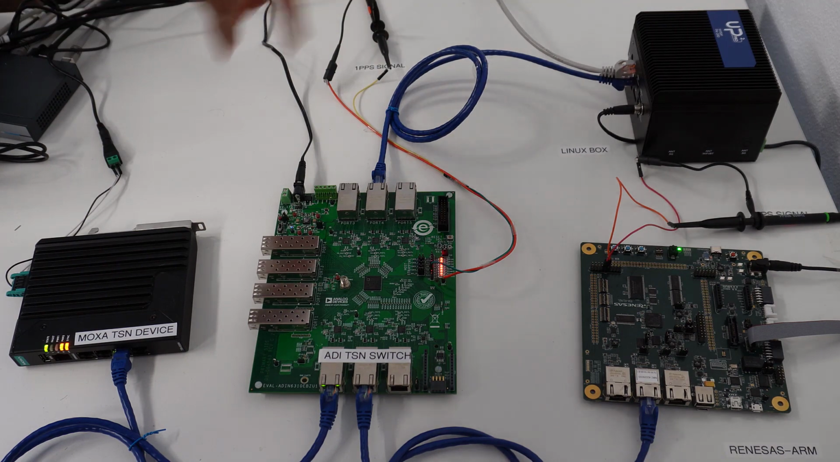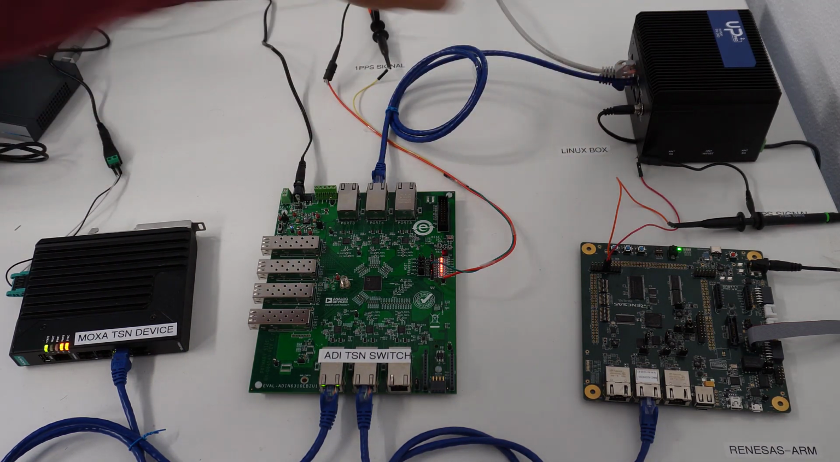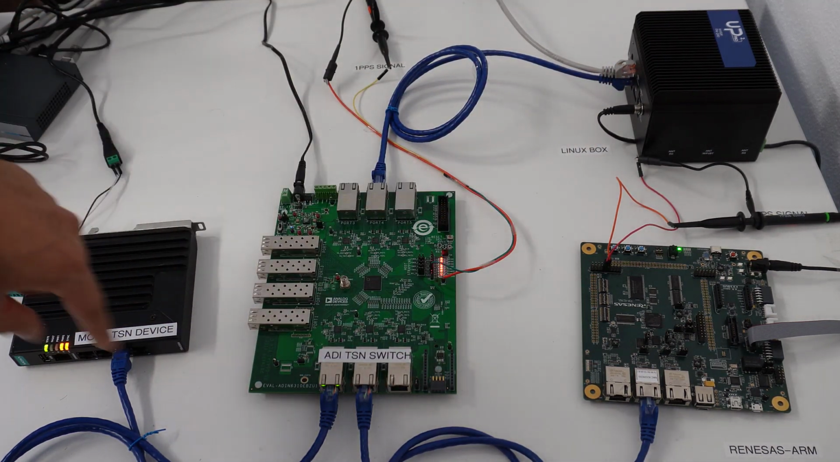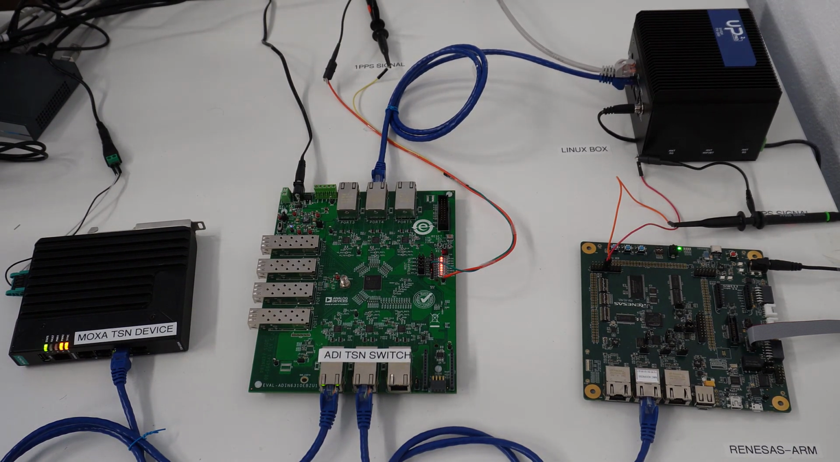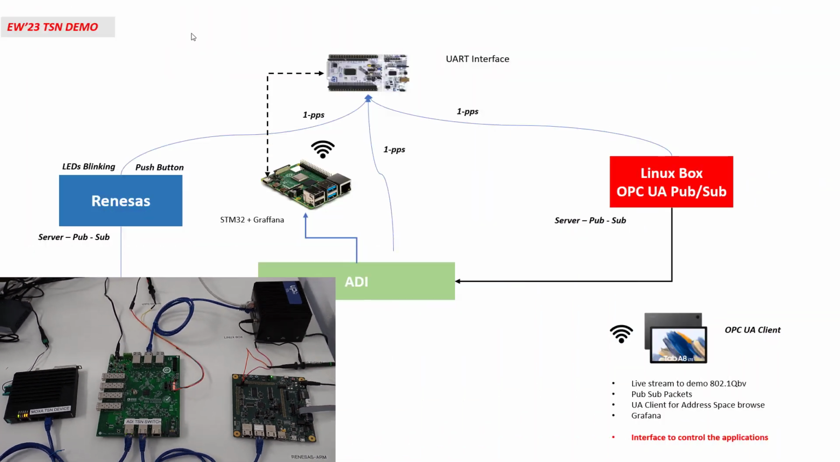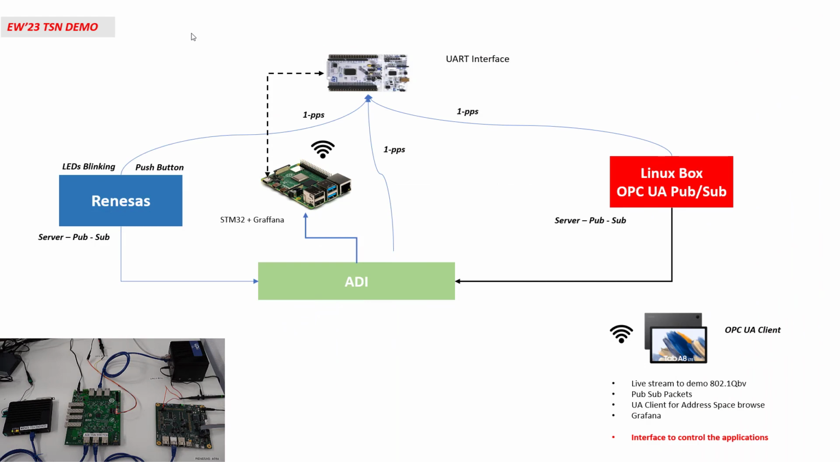The other wires, we can also connect for configuration purposes. They are just for network configuration reasons. So this is how the network is built. I can show you a quick diagram to explain the demo architecture. We can compare it directly with the ADI TSN switch. We have the Renesas board and we have the Linux box. So this is how our test setup is currently available.